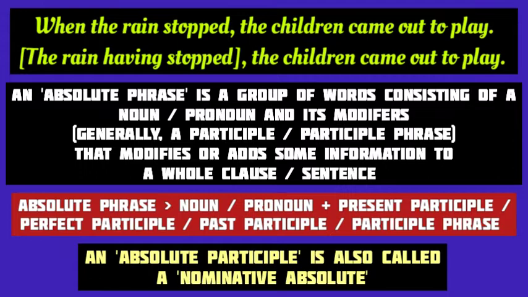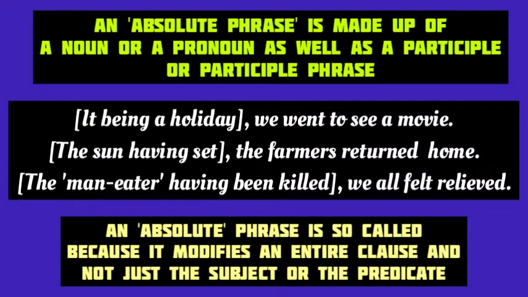A noun or pronoun plus a present participle or perfect participle or past participle or a participle phrase. In short, an absolute phrase has a noun or pronoun followed by a participle or a participle phrase. In English grammar, an absolute participle is also called a nominative absolute or an absolute construction. So now we know that an absolute phrase is made up of a noun or a pronoun as well as a participle or a participle phrase.